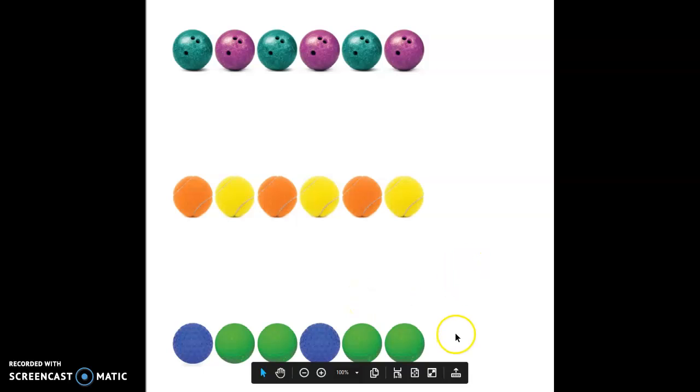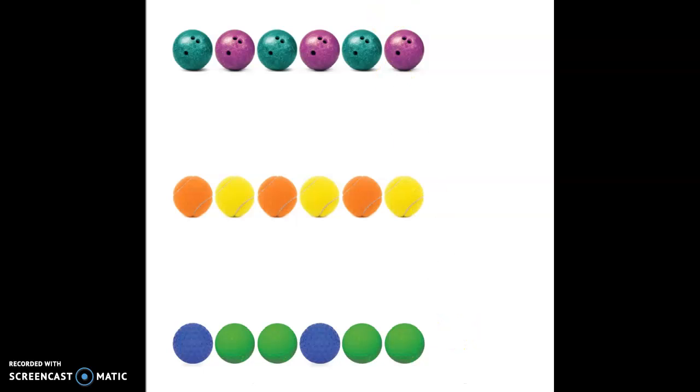If I was looking at this and I wanted to say, which two patterns are the same? Well, I could easily say, I'm pretty sure that this pattern up here and this pattern right here are the same. So they are both AB patterns. So the top one and the middle are the same type of pattern, even though they're different colors. They both are AB patterns. So those would be the same pattern.